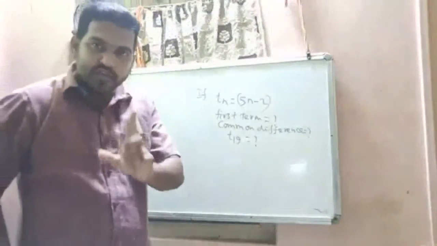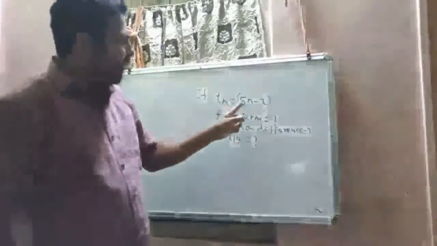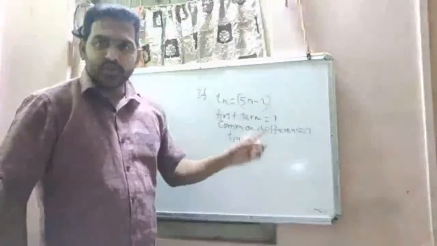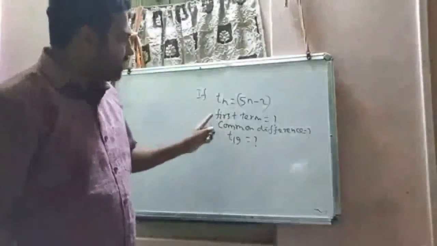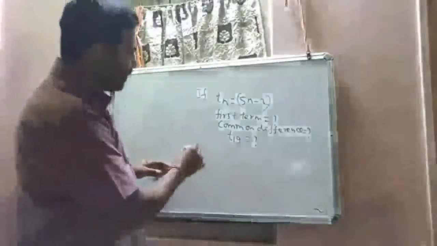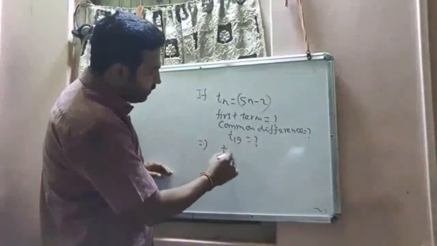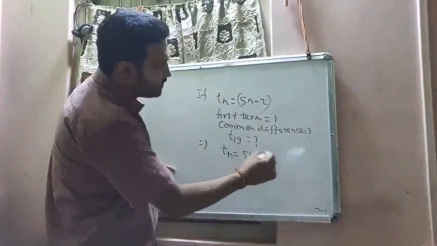First read the question carefully. Term n has the form 5n minus 2. So using the question given, we have to find the first term, common difference and the 19th term. So how to proceed now? Let me write what is given. Tn is equal to 5n minus 2.